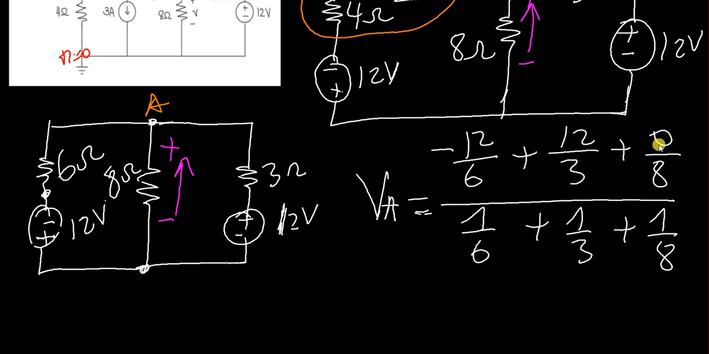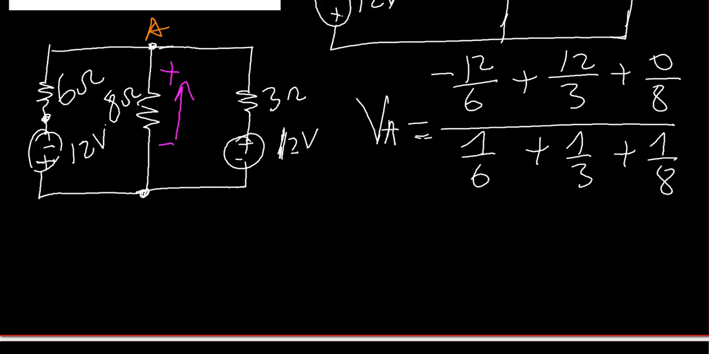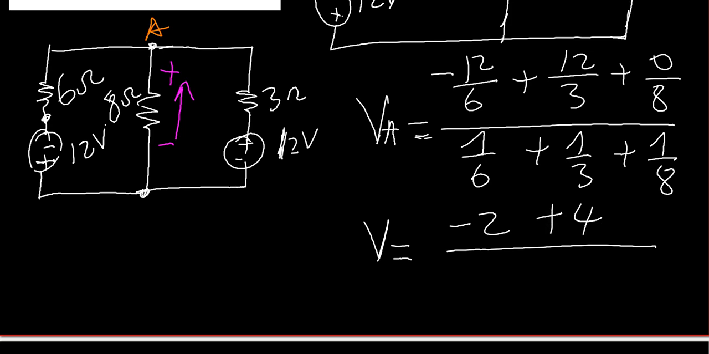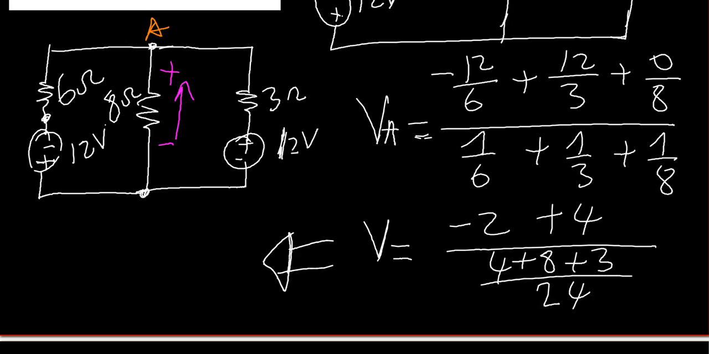Once we perform this calculation, let me go down and get a small area. It will be equal to negative 6 divided by 6, which gives me negative 2, and 12 divided by 3 gives me 4, all over 1 on 6 plus 1 on 3 plus 1 on 8, which is equal to 4 plus 8 plus 3 all over 24. Now when you have an operation like this one, you take the first fraction and multiply by the reverse of the second fraction.